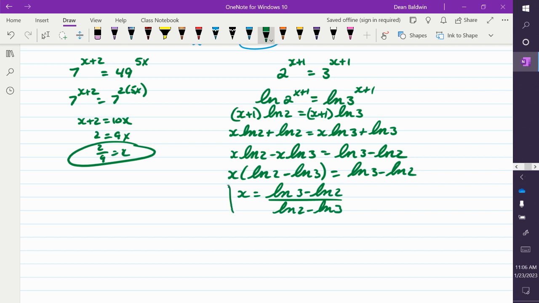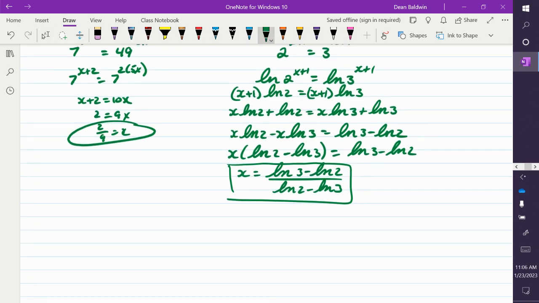You can leave it like that if I ask for the exact value answer, right? You could clean it up if you really want to. If we're subtracting, that means we are dividing. So that's natural log of 3 over 2 over natural log of 2 over 3. And you leave it like that. But if I ask you to punch it in your calculator, you're going to tell me the answer is? It's -1.